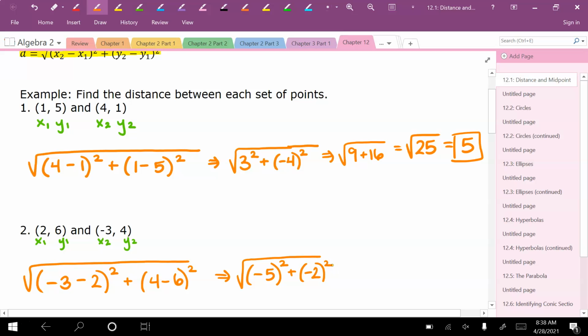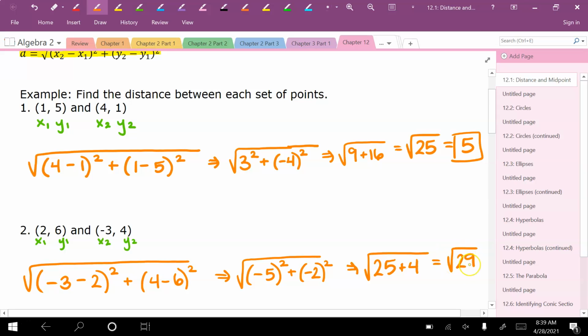Okay, so I'm just kind of putting mine in up here right now. I ended up underneath the square root with 25 plus 4, which is 29. So then 29, if I go through my list of perfect squares, so 4, 9, 16, 25, 36, 36 gets too big for 29.